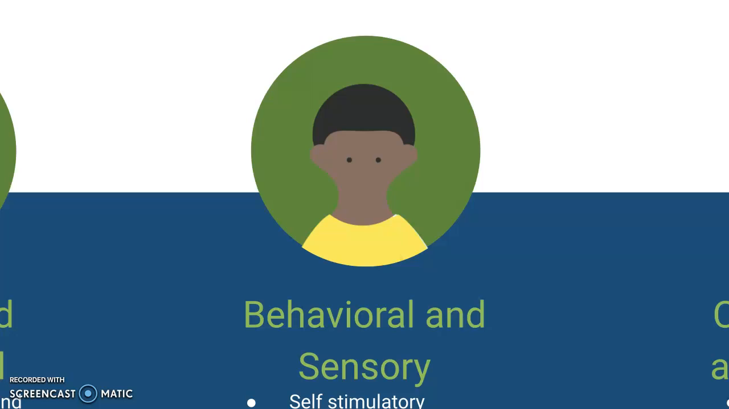I try to provide as much movement opportunities for my students as possible so that they can decide to take advantage of them if they need to. Our last area of typical characteristics for people with autism is in the way of communication and social skills.